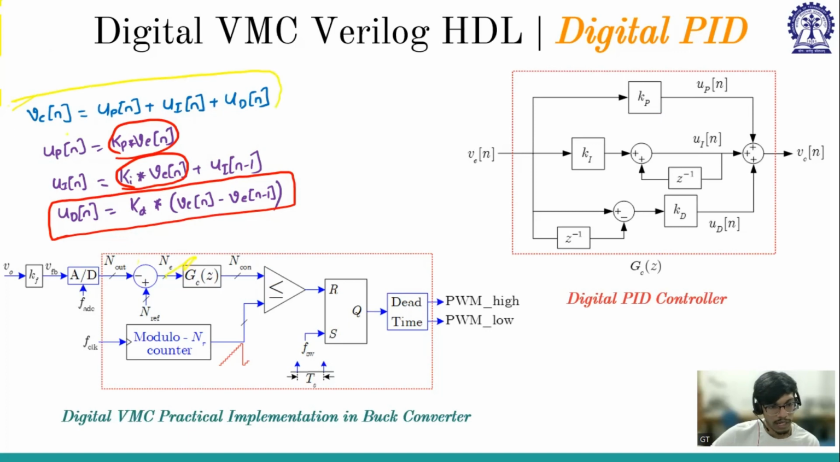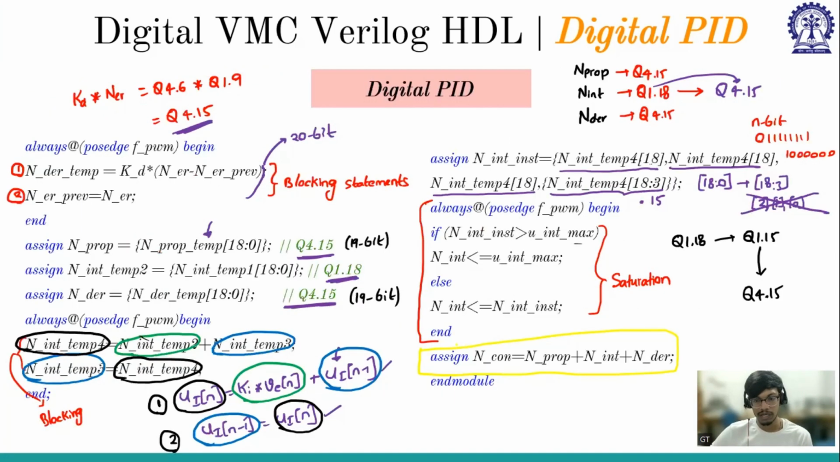So that line is nothing but this line. Sorry, we've got UP of n, UI of n, UD of n, and then SAR is adding them at the end. So this completes the PID controller.